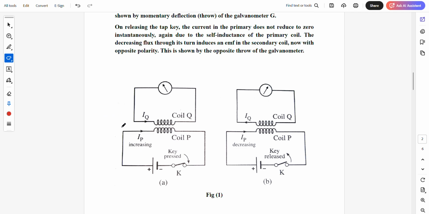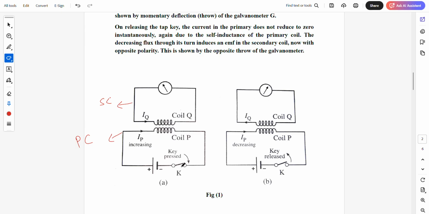There are two coils. This is called what? Primary coil. Okay, this is called primary coil and this is called what? Secondary coil. Always source is connected to the primary coil. Okay, battery is connected to the primary coil.